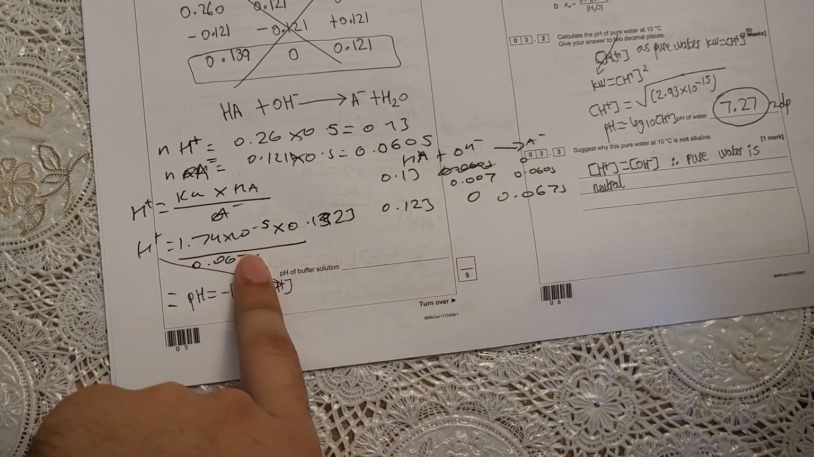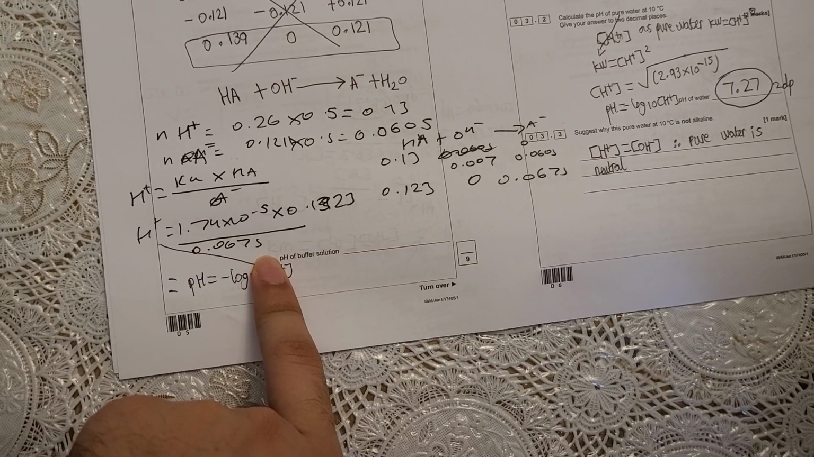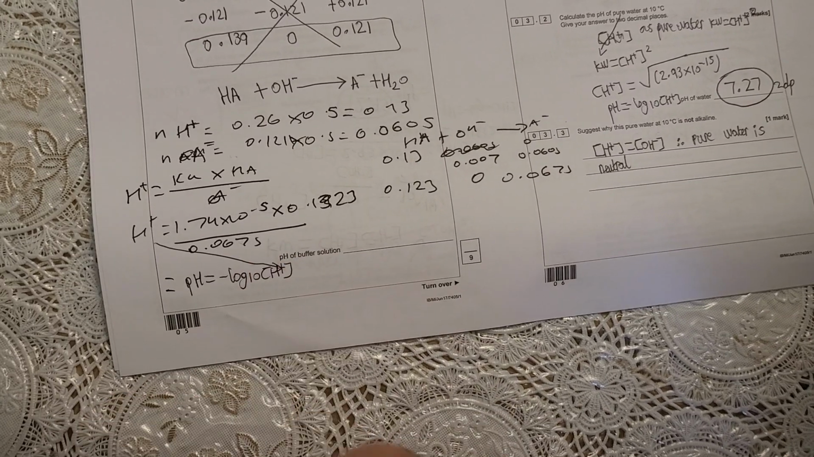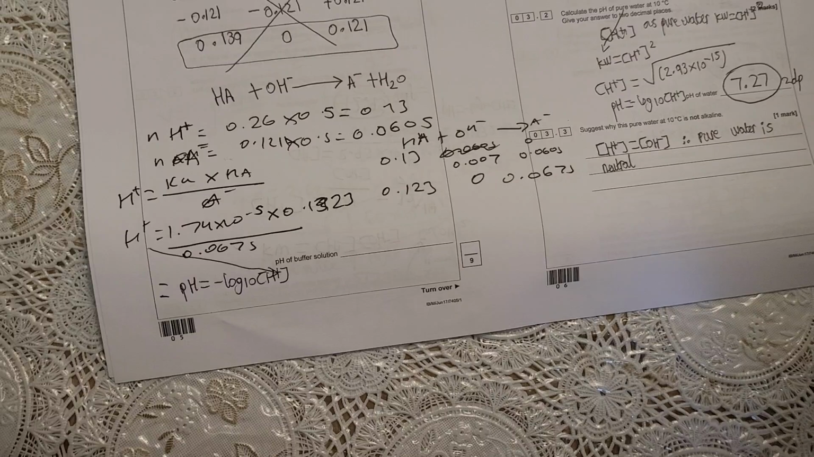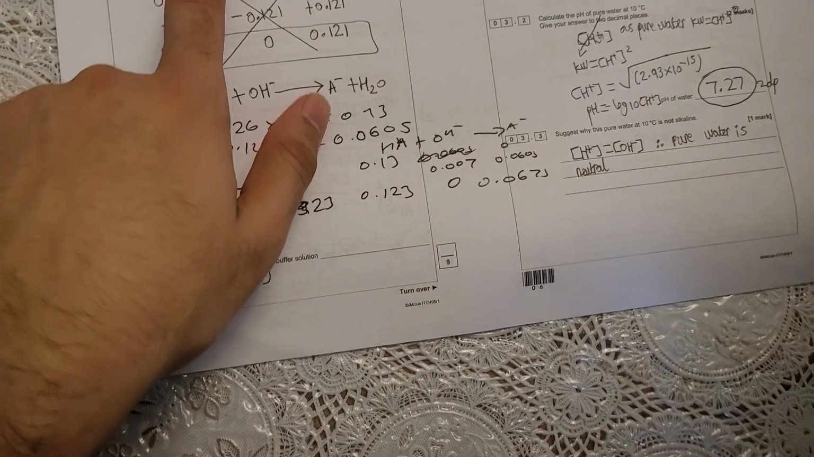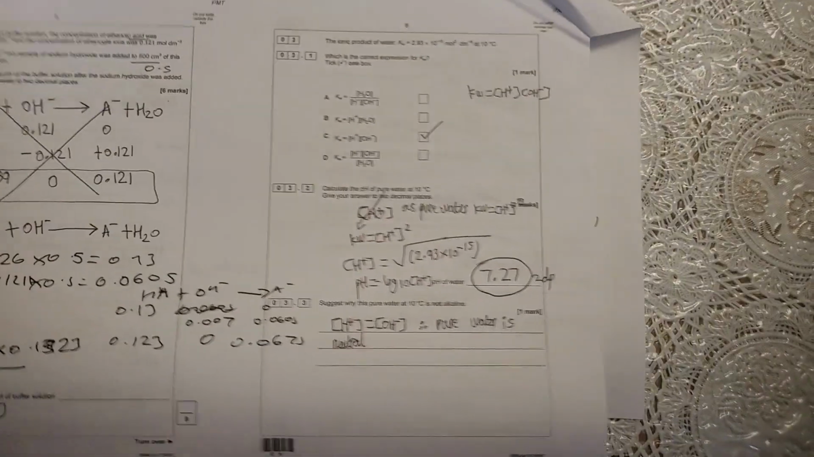Then what you need to do is rearrange the equation to find out the concentration of H plus. Because remember, Ka is the concentration of H plus times by concentration A minus divided by HA. Rearrange it to find out concentration of H plus. Then you use pH as minus log 10 H plus, and then remember, give your answer to 2 decimal places. They may even deduct a mark probably if you don't give it to 2 decimal places.